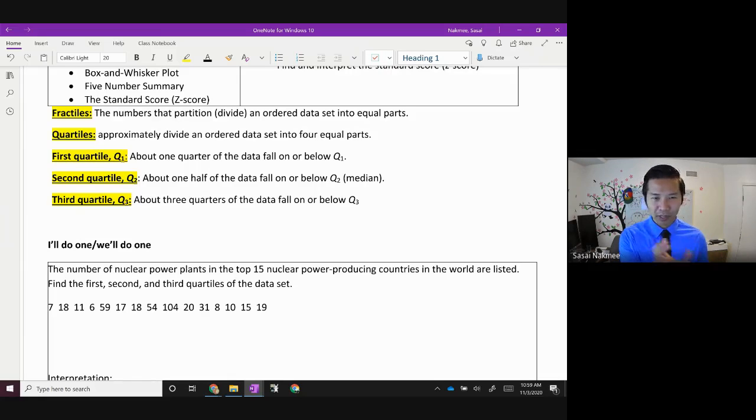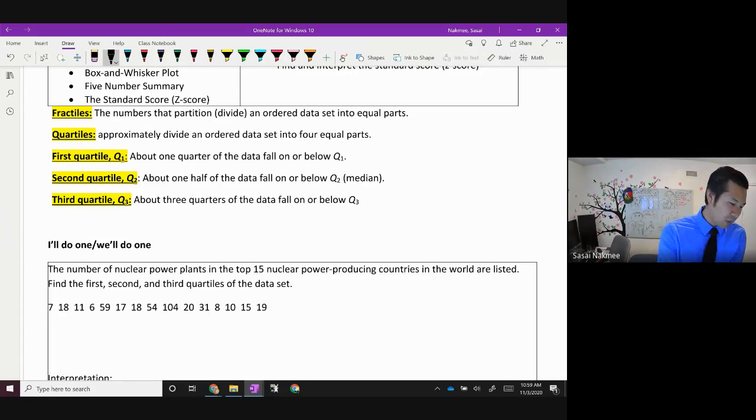Quartile 1, quartile 2, quartile 3. And then when you look at those quartiles, the pieces that are between them, you have the lowest quarter, the second lowest, the second highest, and the highest. And that's pretty much all it is. About 1/4 of the data is below Q1, about 1/2 of the data is below Q2, and about 3/4 of all data fall below Q3.